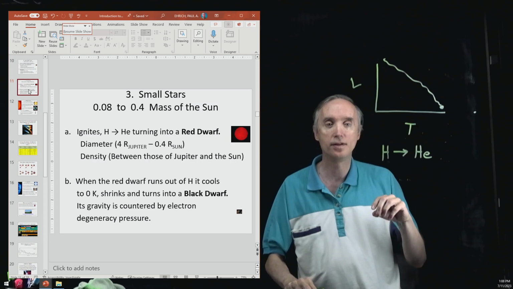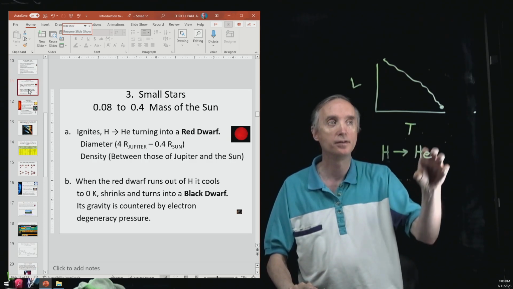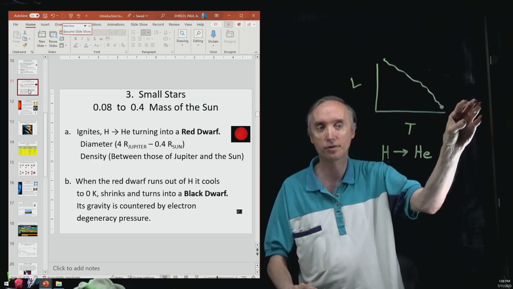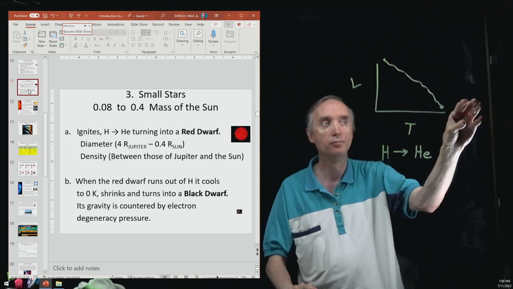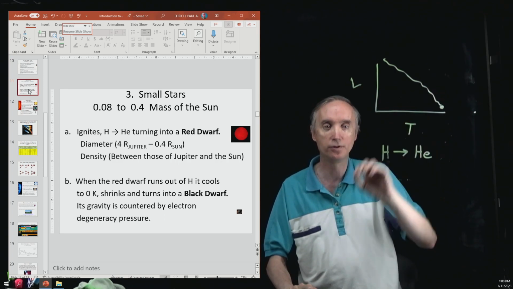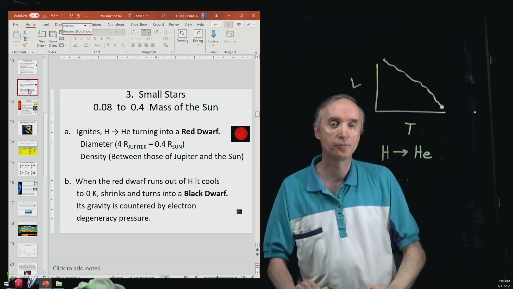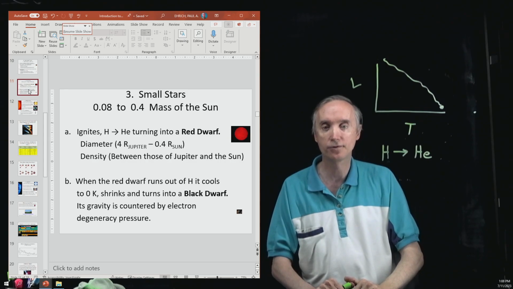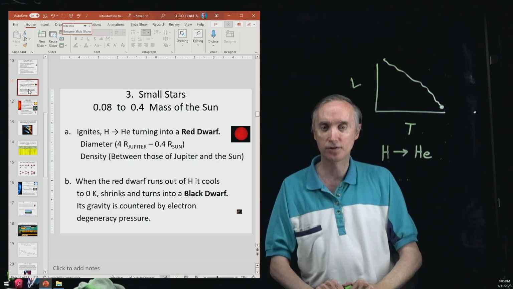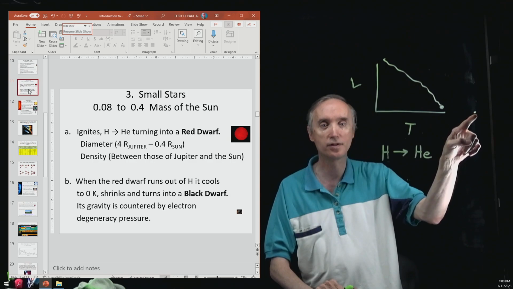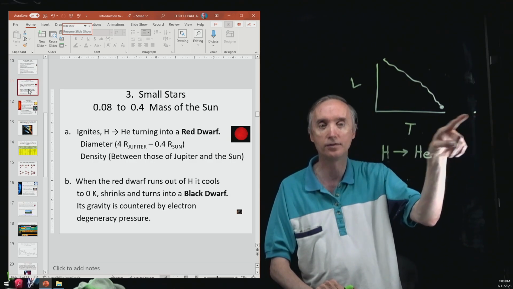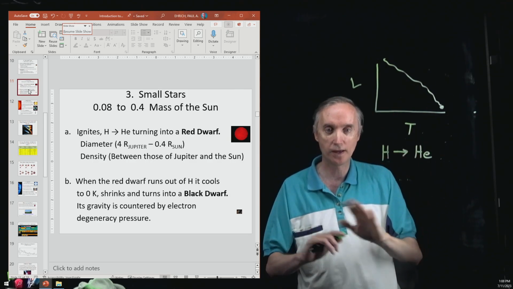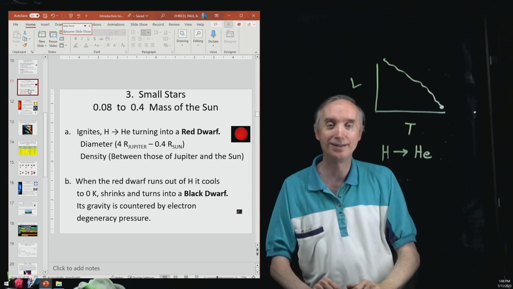So notice that it will happen faster than what the brown dwarfs turned into black dwarfs, but still it's going to take hundreds of billions of years for this to happen. But eventually it's going to turn into a black dwarf, and its gravity is going to be countered by electron degeneracy pressure. Gee, that sounds like just what happened to the brown dwarf. And it is. So the brown dwarf turns into a black dwarf, and so does the red dwarf. So they have exactly the same endings to them.